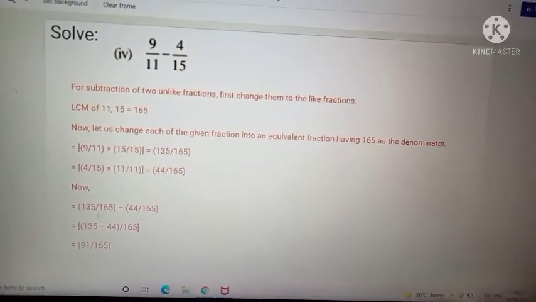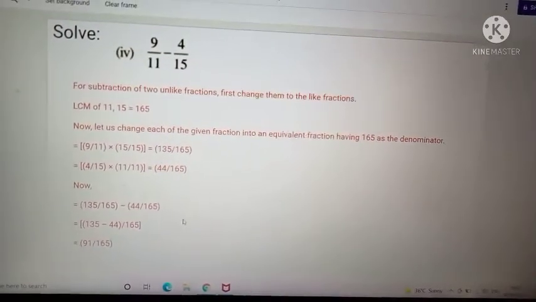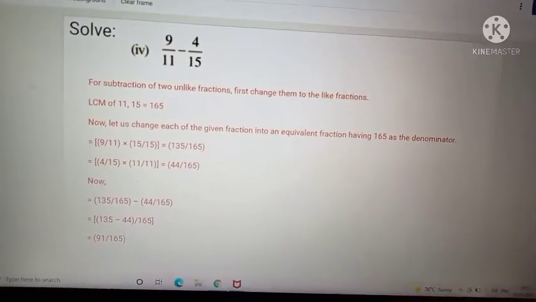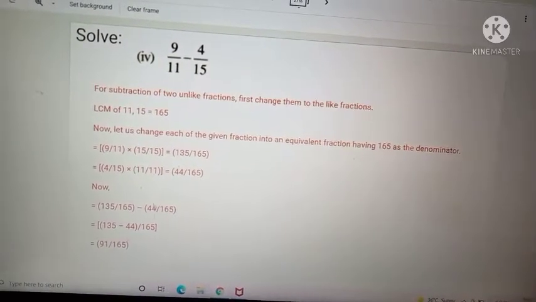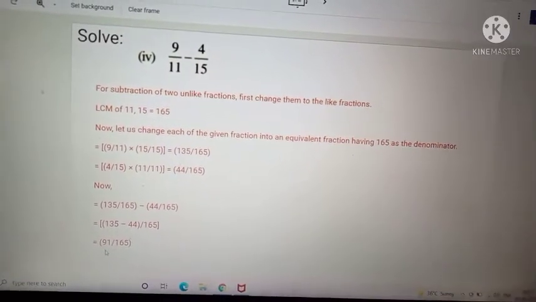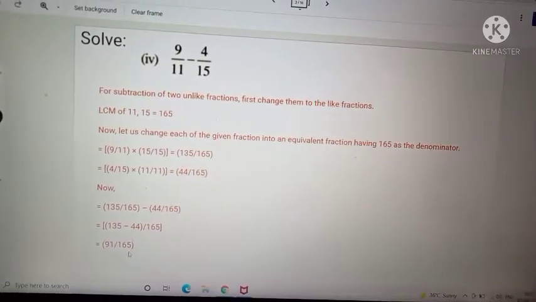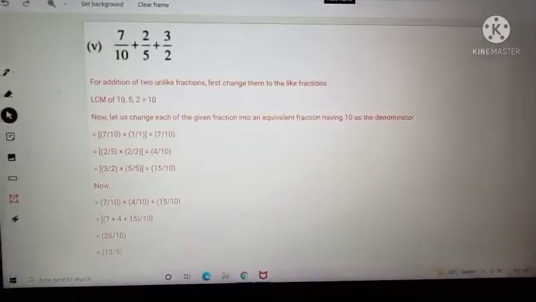Now 135 by 165 minus 44 by 165. I am going to subtract 135 minus 44 by 165. That is 91 by 165. Let's move on to another question.